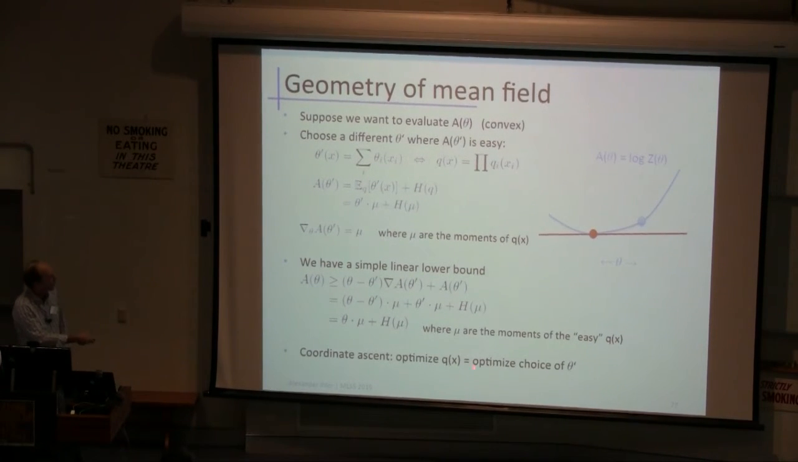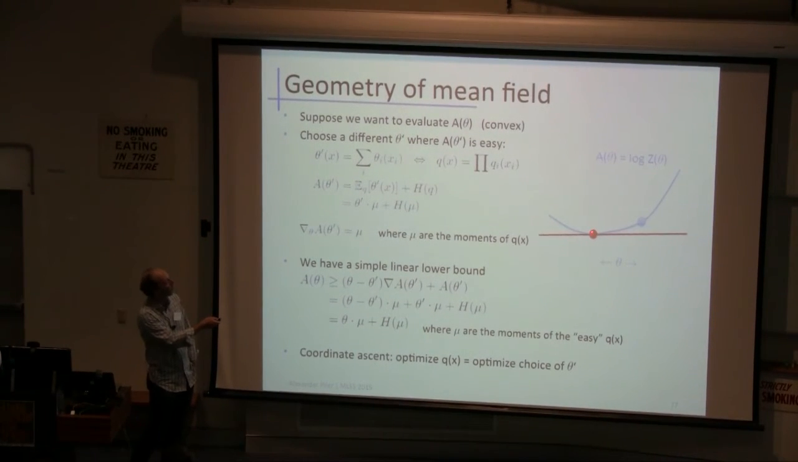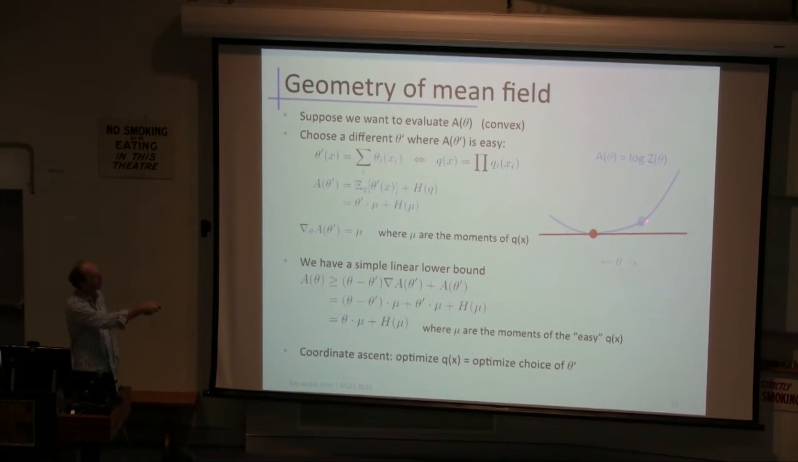So then this coordinate ascent procedure I was describing is essentially just trying to find the best theta prime. Right? You want a theta prime that's as close as possible to theta so that its tangent plane will be close once we do this linear expansion.